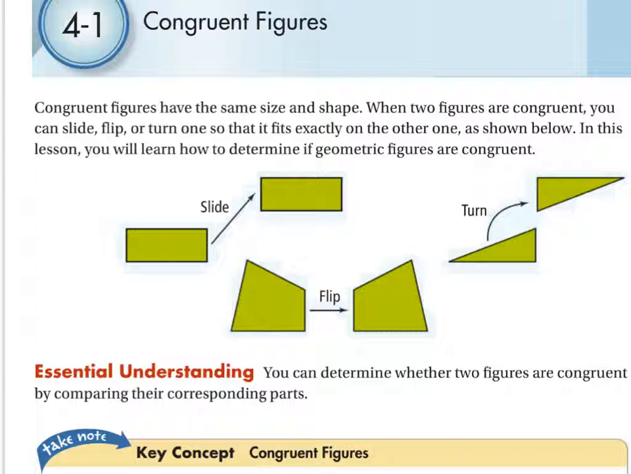Okay? Now I traced this triangle here, and so of course they'd be congruent facing like that, they'd be congruent facing like that, they'd be congruent facing like that. Same size, same shape is what's important, not the way it's turned or facing. Okay? So for congruent figures, same size, same shape. That is what is important.